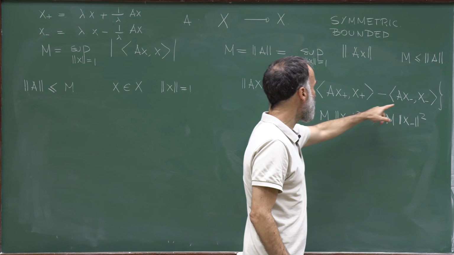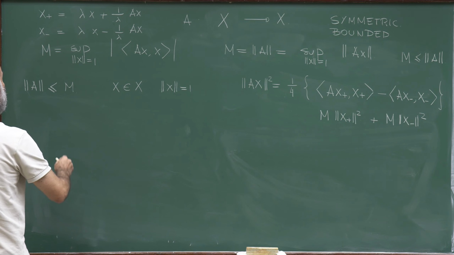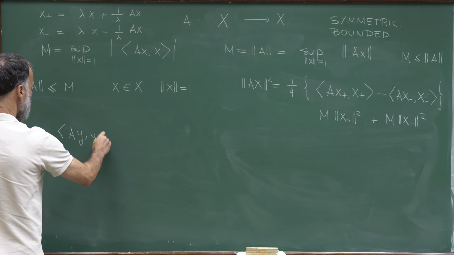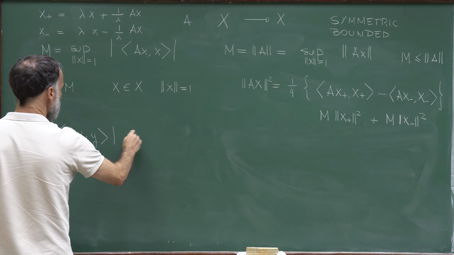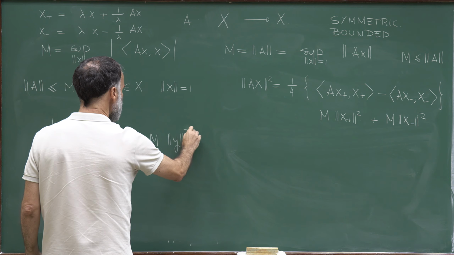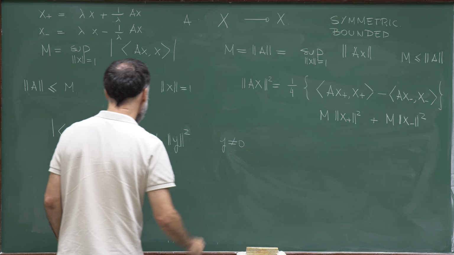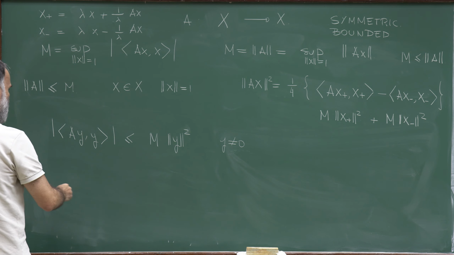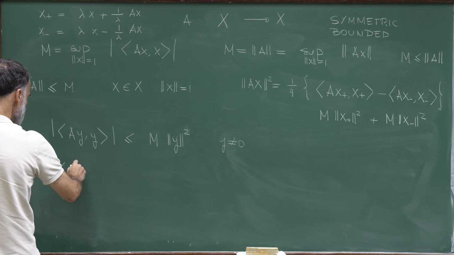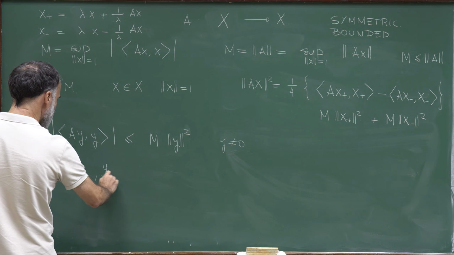Here, x plus and x minus may not have norm equal to 1, but it's clear that for all y, this is bounded by m times the norm of y squared, because if y is different from 0, I just divide by the norm of y.